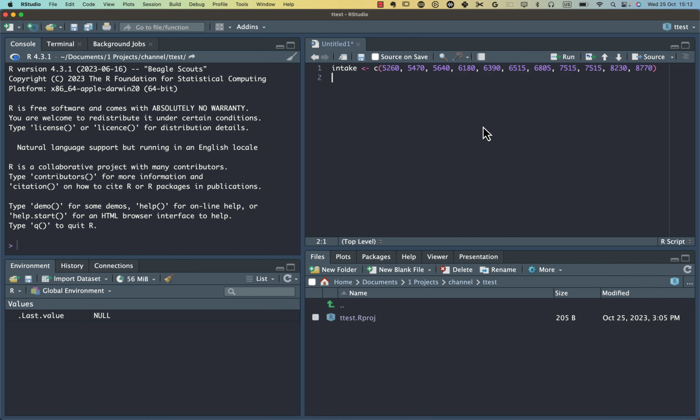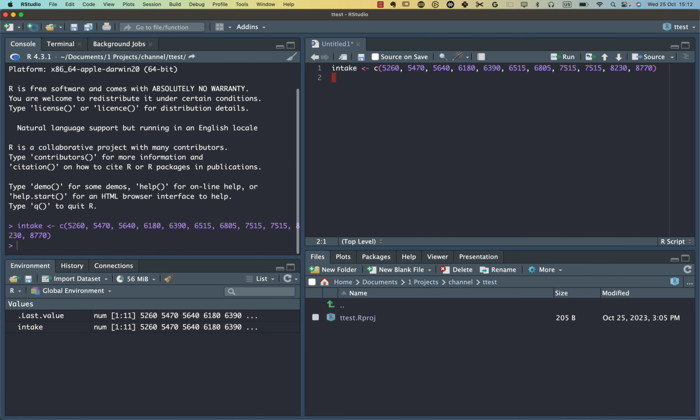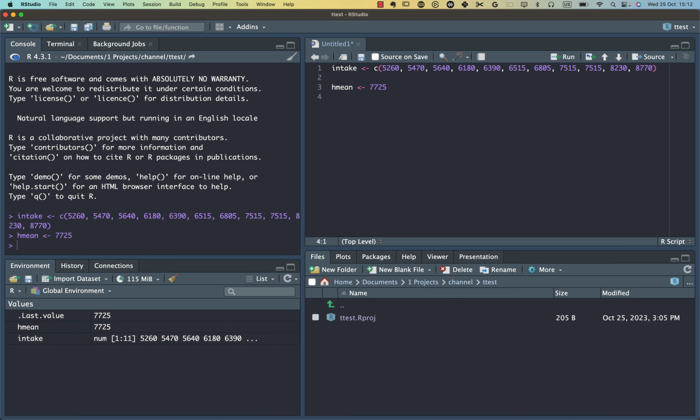And there's this example where you look at the daily intake of something, and these are the values given in the book. There are 11 of them. And the question that you are interested in is whether this is consistent with the hypothetical mean being equal to, I think it's 7725 or something like that.